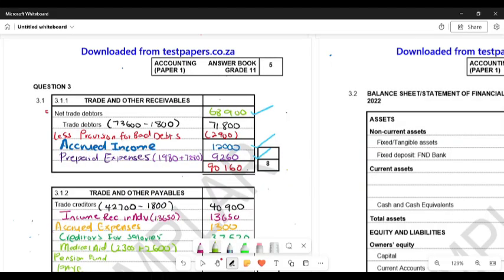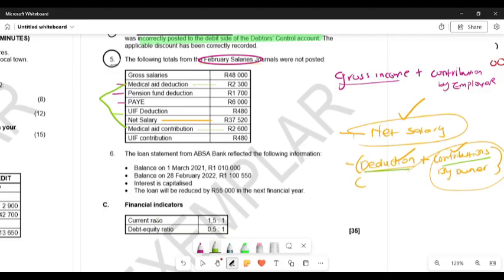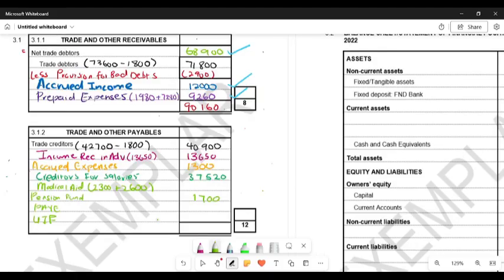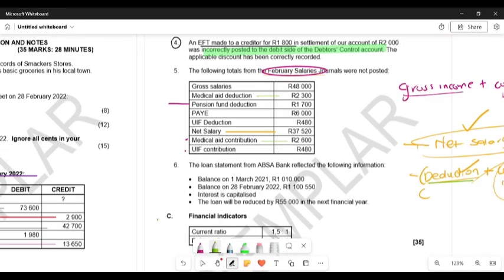Pension fund, we're also going to do the same. So for pension fund, this is my deduction. Do we have any contributions towards pension fund? No. The only contributions we have are medical aid and UIF. So for pension fund, I'm going to write the 1.7 as it is. The same applies to PAYE. We don't have any contributions, so my PAYE is 6,000. I'm going to write the amount as it is.